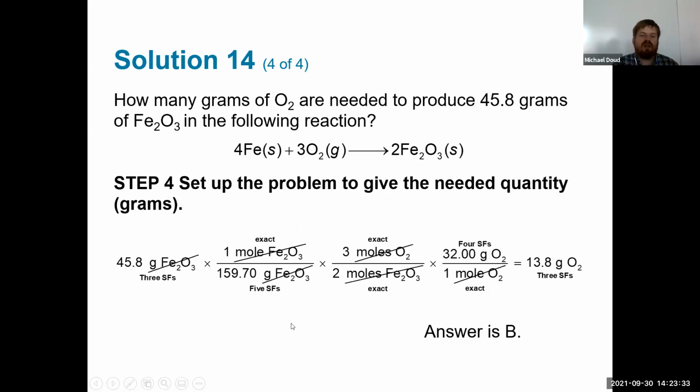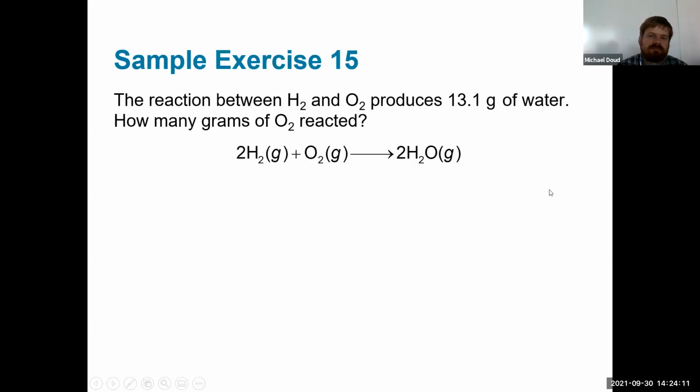Okay, so that gives us our final part here. So it's 45.8 grams of iron 3 oxide times 1 mole iron 3 oxide divided by the molar mass, 159.70 grams of iron 3 oxide. Next up, we have 3 moles of oxygen per 2 moles of iron 3 oxide. Moles of iron 3 oxide cancel out. And then finally, 32.00 grams of oxygen per 1 mole of oxygen, giving us our final answer here, 13.8 grams of oxygen. We started out with 3 significant figures. Our molar masses were 5 and 4 significant figures, meaning our answer we know to 3 significant figures. The answer is B.